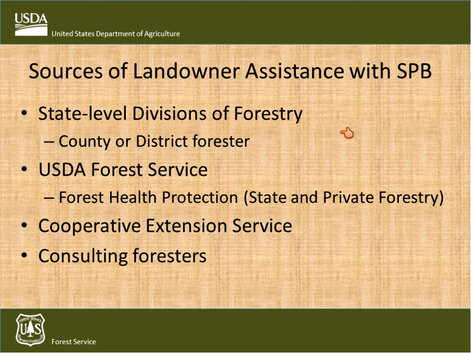I always encourage folks, if they're dealing with Ips or black turpentine beetles, to consult their state forestry agencies, their county foresters, their district foresters. The Cooperative Extension Service is a good source. And if you have a good relationship with a consulting forester, these are good people to ask questions, talk about suppression, talk about what types of insects you have, those kinds of things to meet your objectives. And we at the U.S. Forest Service, Forest Health Protection, also indirectly work with landowners, usually through our state partners, to provide some technical assistance.